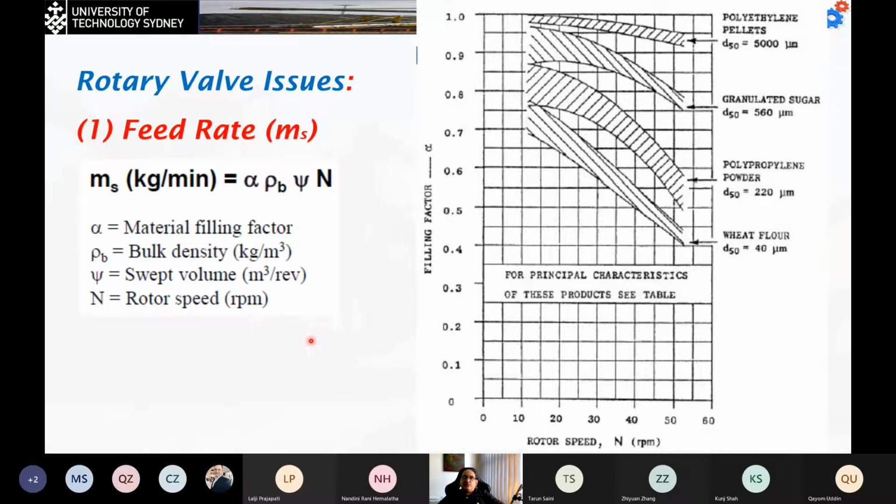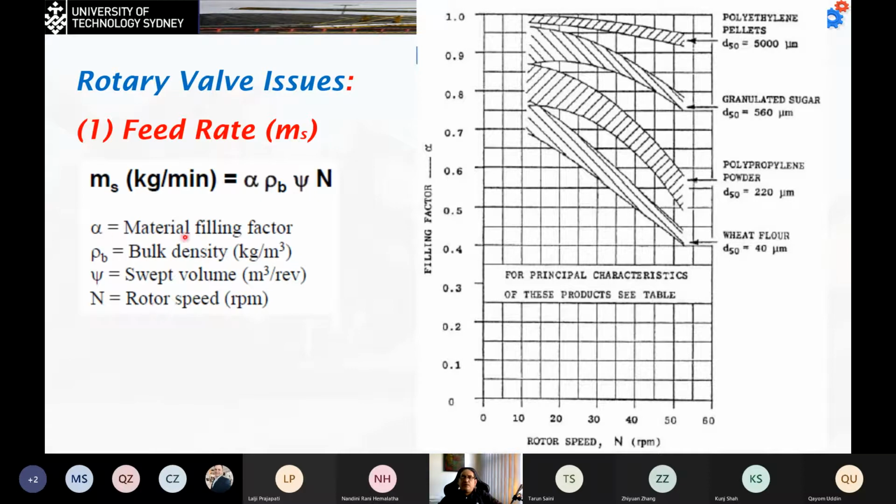Now, one of the rotary valve issues we have is going to be the feed rate value, or the MS. We're going to take this equation now and apply it later in our calculation process. So the feed rate of the rotary valve in kilogram per minute is going to be equal to alpha, which is the material filling factor, because you know that the cavity or the compartment is not going to be filled by 100%. So we have the alpha value, the material filling factor, multiplied by the bulk density of the material, multiplied by the swept volume in cubic meter per revolution, how much material is going to be running, multiplied by the N.